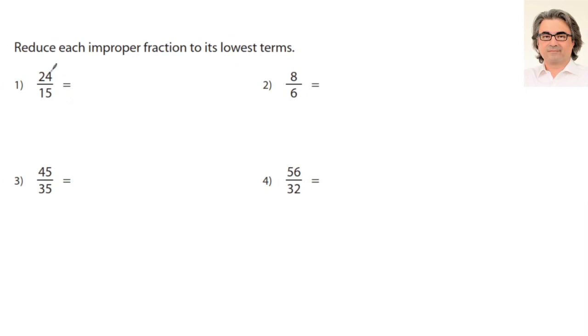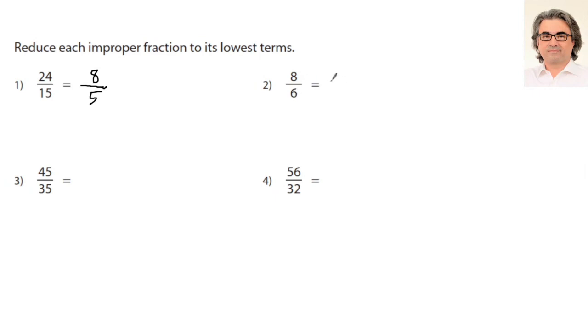Now 24 over 15. They are both divisible by 3. If you divide by 3, you will get 8 for 24, and for 15 you will get 5. 8 and 5 have no common divisor greater than 1. So 8 over 5 is the simplest form of this fraction.